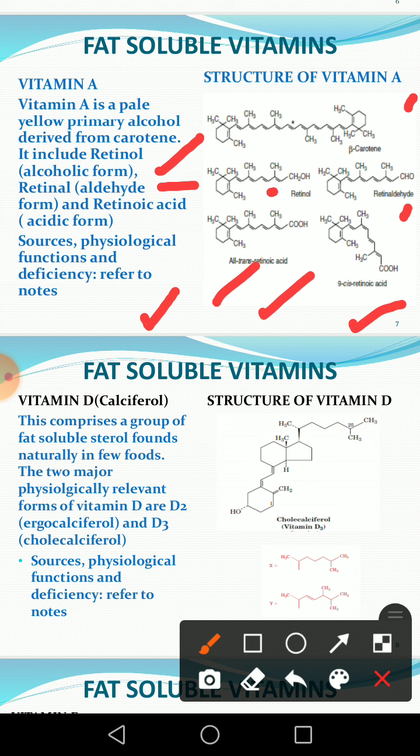Fat soluble vitamins. Vitamin D. This comprises a group of fat soluble sterols found naturally in few foods. The two major physiologically relevant forms of vitamin D are D2, known as ergocalciferol, and D3, known as cholecalciferol. Sources, physiological function, and deficiencies are referred to in detail. Look towards the structure. This is actually the cholecalciferol structure. Okay.